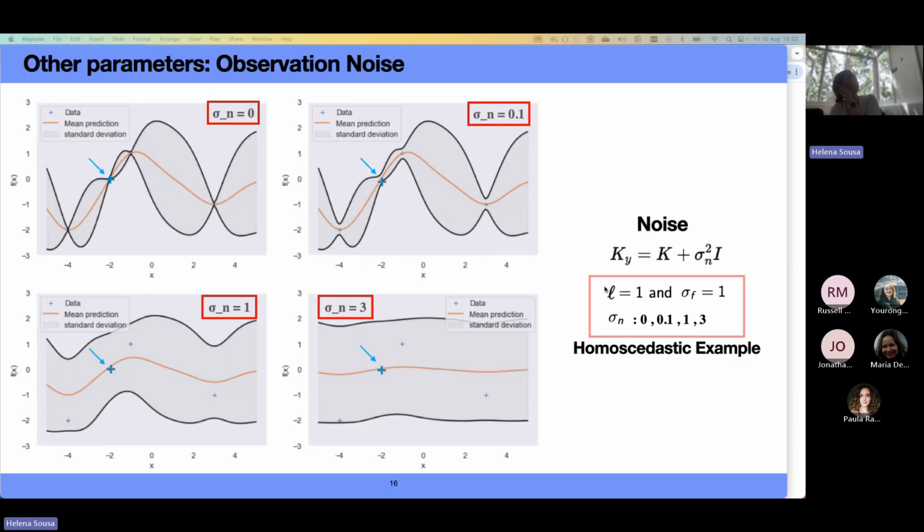And finally, a note on this observation noise parameter. In this case, I'm showing a homoscedastic example, which just means that the intervals vary constantly for each x. As you can see here, if we have no noise term, if it's equal to 0, then our confidence interval at the actual observation point is just 0. And as we increase this parameter, our confidence interval increases as well.